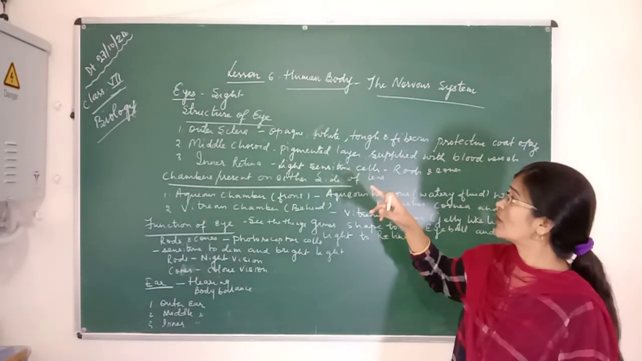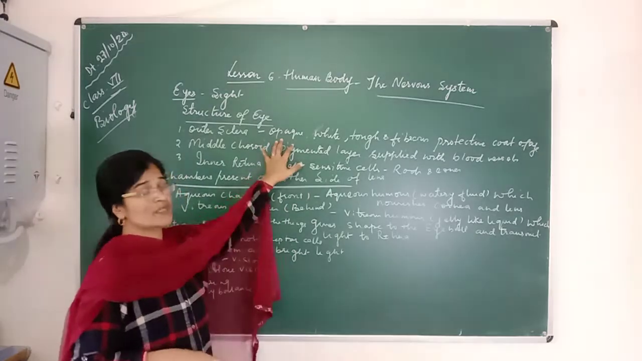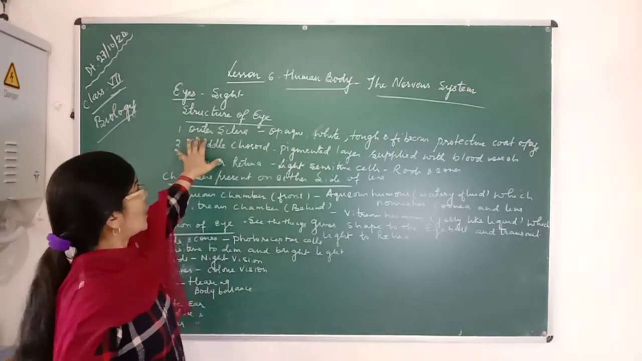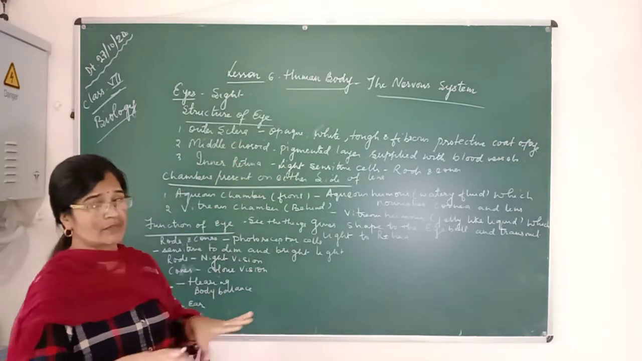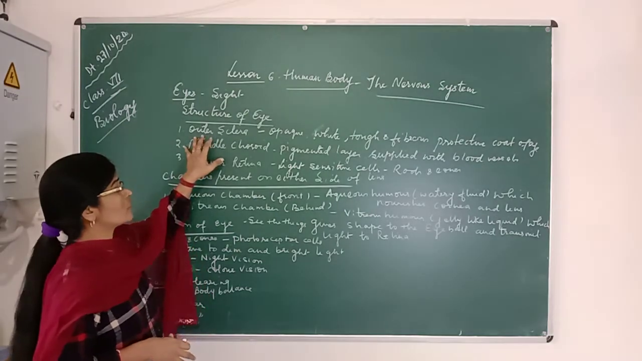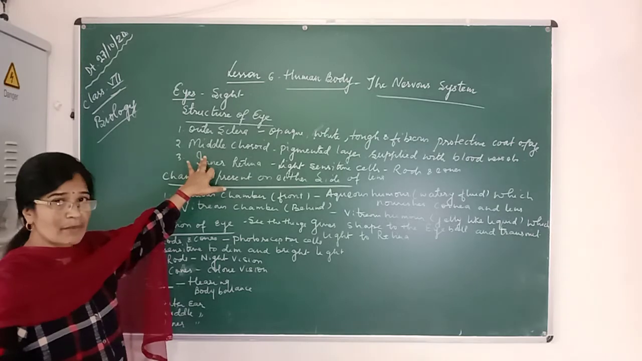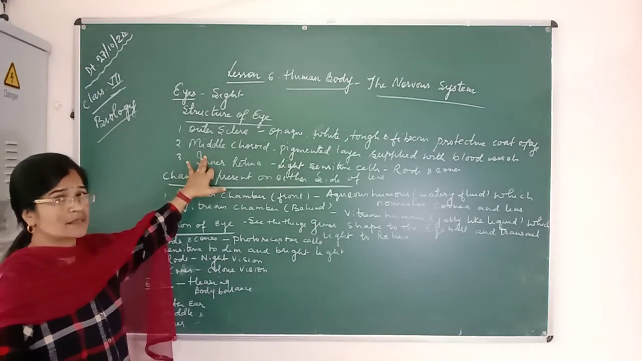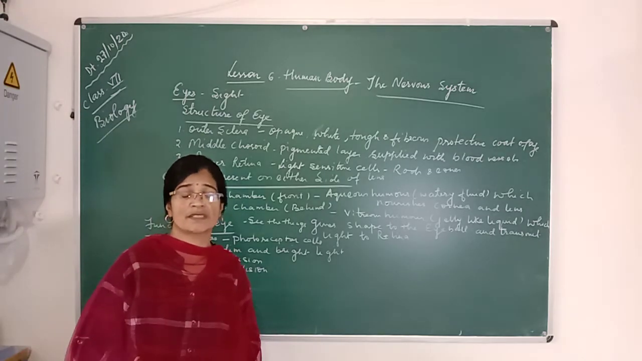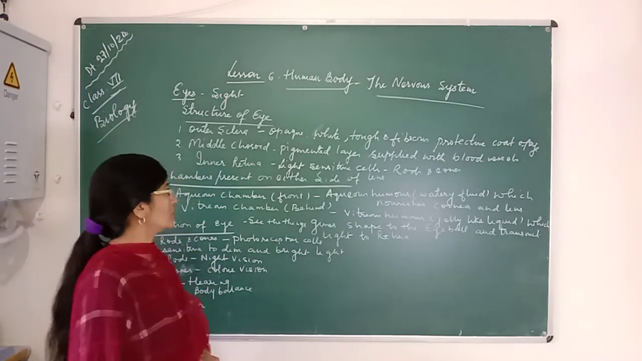First of all, the outer sclera is the opaque, white, tough and fibrous protective coat of the eyes. So the outer sclera means the eye is covered with a protective, opaque, white, tough, fibrous structure. Second is the middle choroid. It is a pigmented layer, and this choroid is supplied with blood vessels, and the blood vessels provide nourishment to the eye. That is the main function of the choroid.